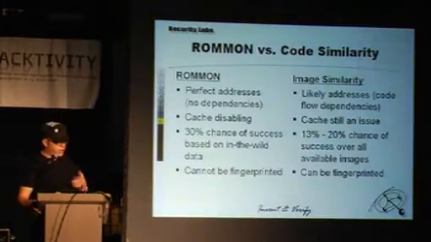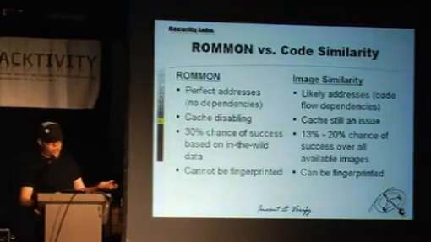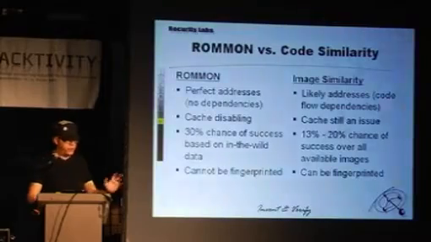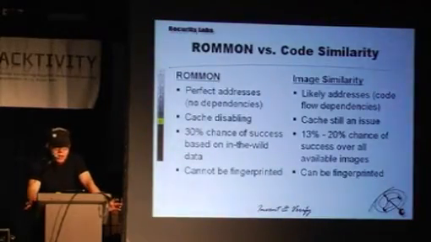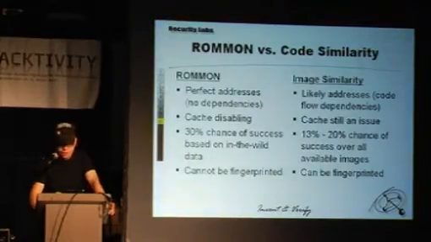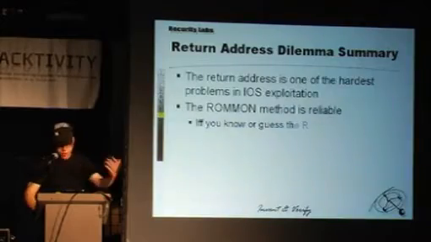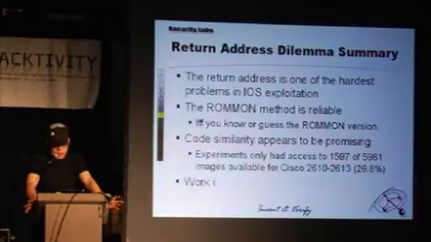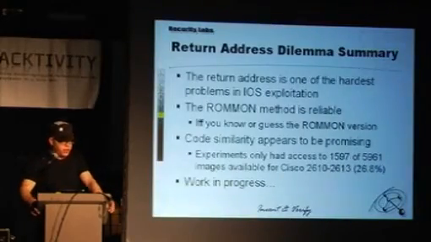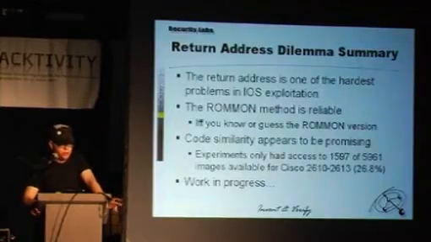For image similarity, I still don't know how you will disable the cache. And you just have a chance between 13% and 20%, which is kind of lame. However, you can fingerprint. So you can figure out how likely it is for you. So the return address and the messed up build process is the best defense. Now you know why. Code similarity appears to be an interesting thing. But the holy grail hasn't been found yet, which explains why your internet connection is still working.